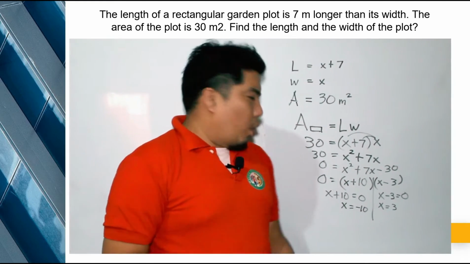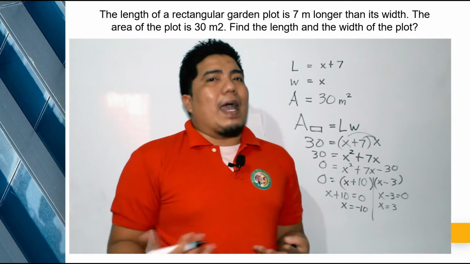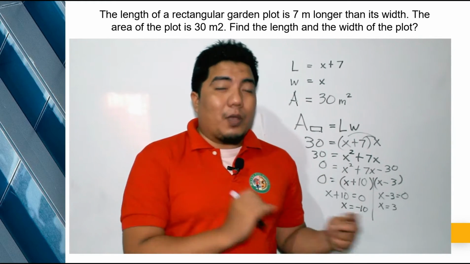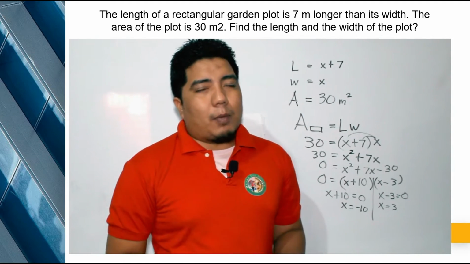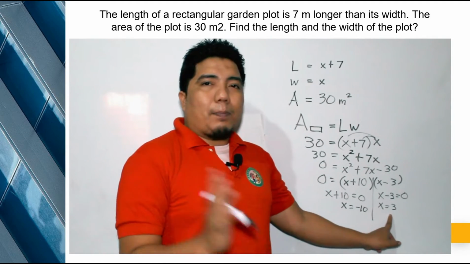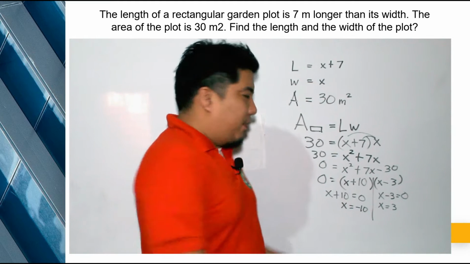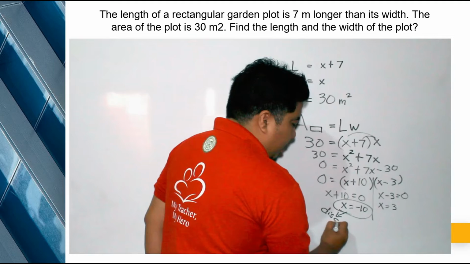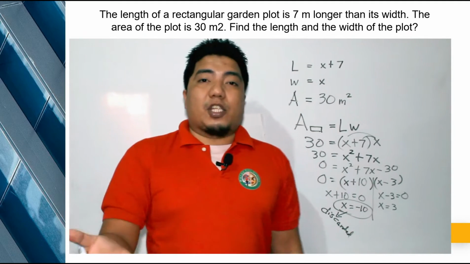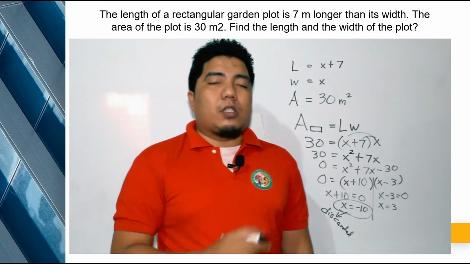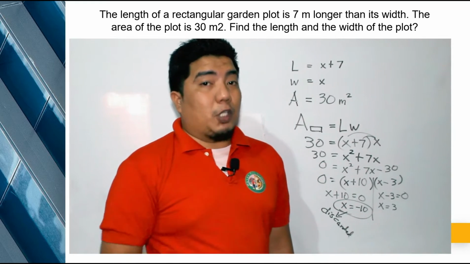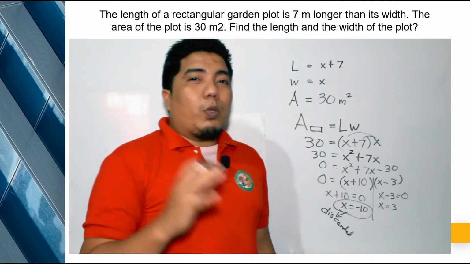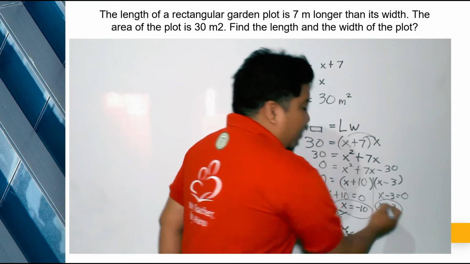Now, the question is, which of the two is the correct answer? Since we are finding length and width, and we are talking about measurements, one is a positive value and the other is a negative value. This negative value will be discarded. Why discarded? Because there are no negative measurements among distance, right? So therefore, what we will accept is the positive 3.